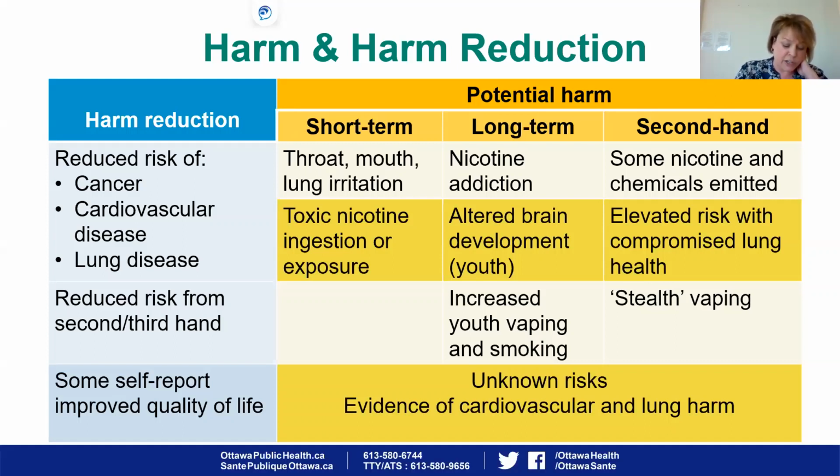Long-term effects are largely unknown because this product is relatively new. But we do know that nicotine is highly addictive, and vaping nicotine could result in nicotine addiction. In youth and young adults under 25, nicotine can alter brain development and affect memory and concentration. In Canada, vaping has been linked to increase in smoking. Secondhand effects are less than smoking, but nicotine and other chemicals are emitted by vaping and may put bystanders at risk, particularly if they have compromised lung health.